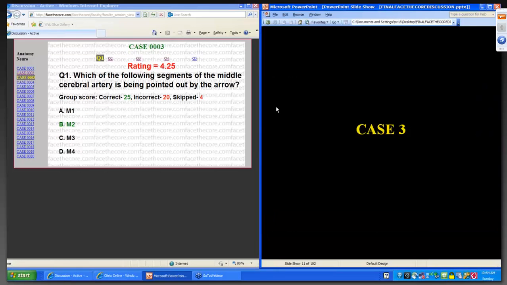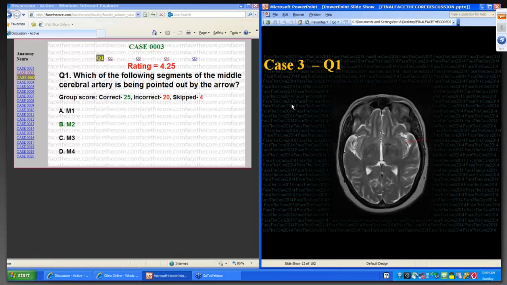Okay, getting into some vascular anatomy on case 3. Which of the following segments of the middle cerebral artery is being pointed out by the arrow? And the correct answer is the M2 segment here.